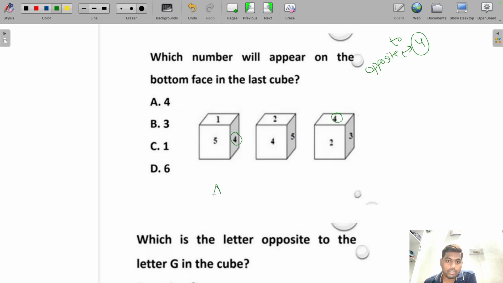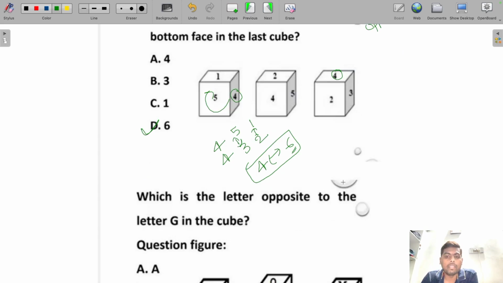So write down in clockwise direction: 4 5 1 is there, here 4 3 2 will come. So 5 and 3 will be opposite to each other, 1 and 2 will be opposite to each other, and for 4 the opposite will be 6, so the answer will be 6, because the remaining number is 6 only.